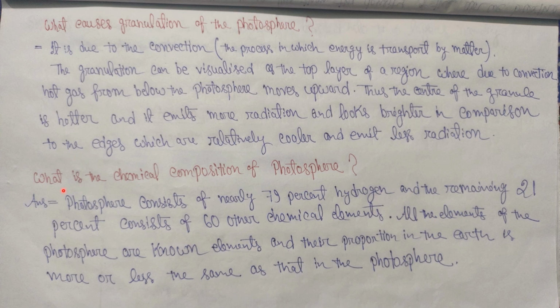Now the other question is, what is the chemical composition of the photosphere? The photosphere consists of nearly 79% hydrogen and the remaining 21% consists of 60 other chemical elements. All the elements of the photosphere are known elements and their proportion in the Earth is more or less the same as that in the photosphere.